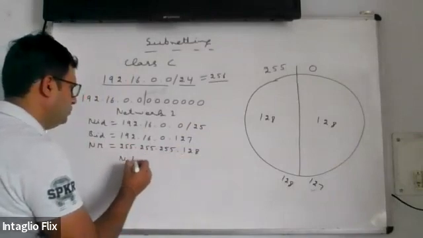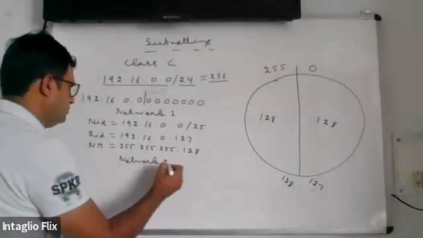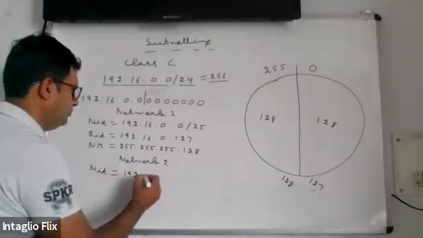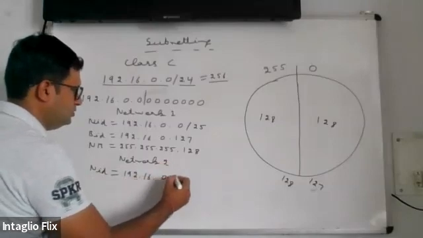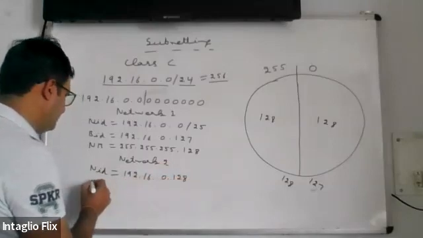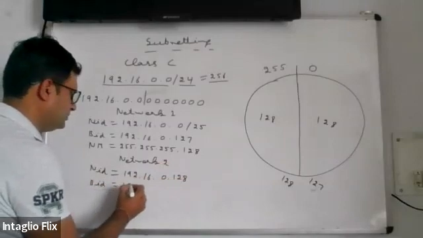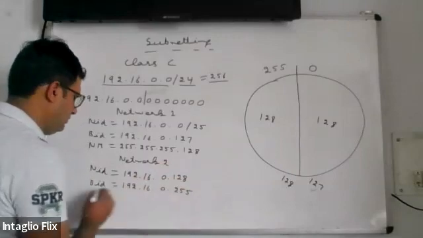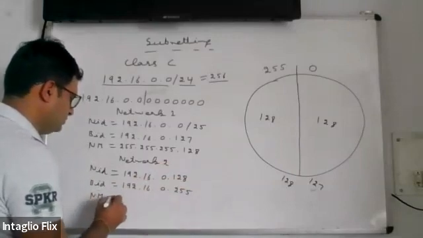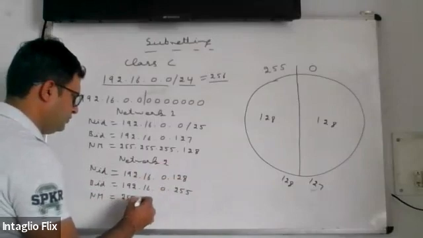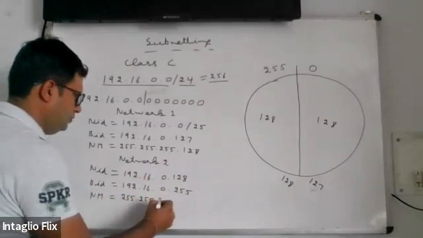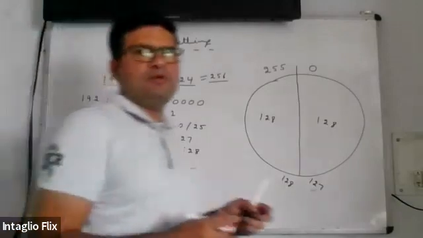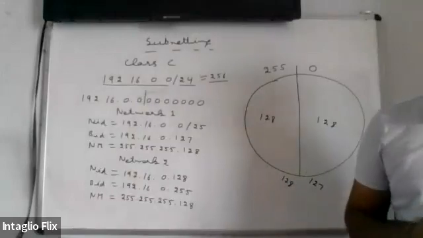And then network 2. The network ID for this network is 192.16.0.128. And the broadcast ID is going to be 192.16.0.255. The net mask is going to be 255.255.255.128. So your network will be divided into two parts.